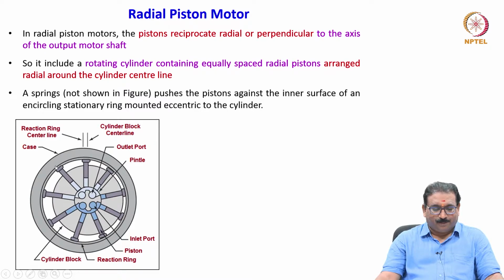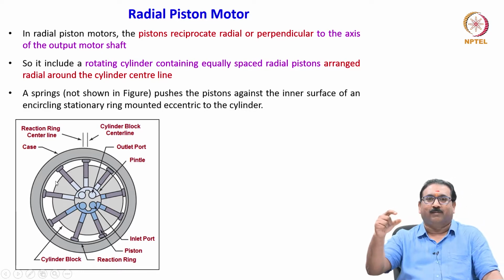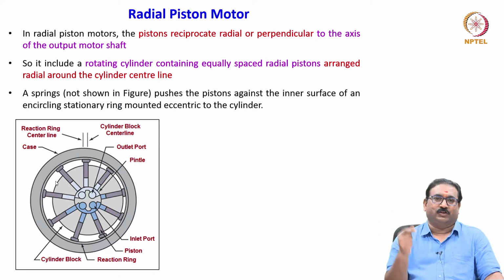here you will see this one is a casing, cylinder block, and here the reaction ring. The reaction ring axis center line and the cylinder block are offset from each other. Then only you will get the increasing and decreasing volumes. You will see here in all the pistons, some pistons are inside and some pistons are outside, meaning high pressure oil will come here. When they rotate due to the eccentricity, they will go out and they will come in based on the directions.